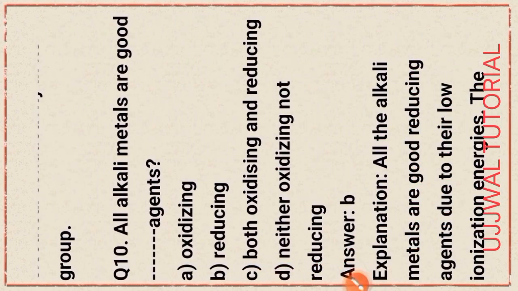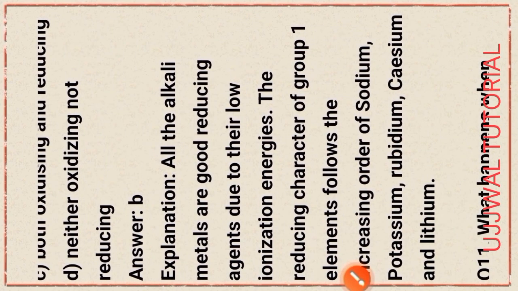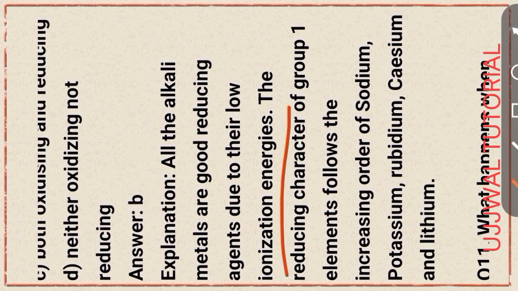Next question: all alkali metals are good dash reagents, reducing agents. All the alkali metals are good reducing agents due to their low ionization energies. The reducing character of the group 1 elements follows the increasing order of sodium, potassium, rubidium, cesium, and lithium.